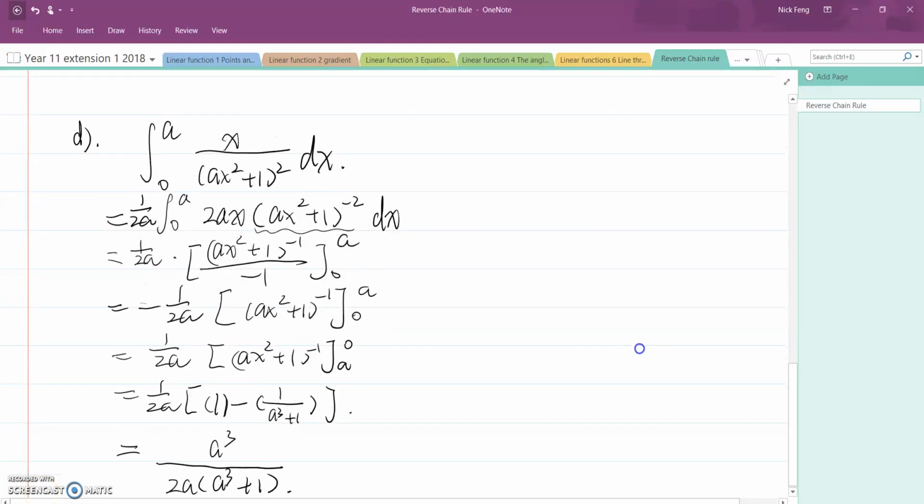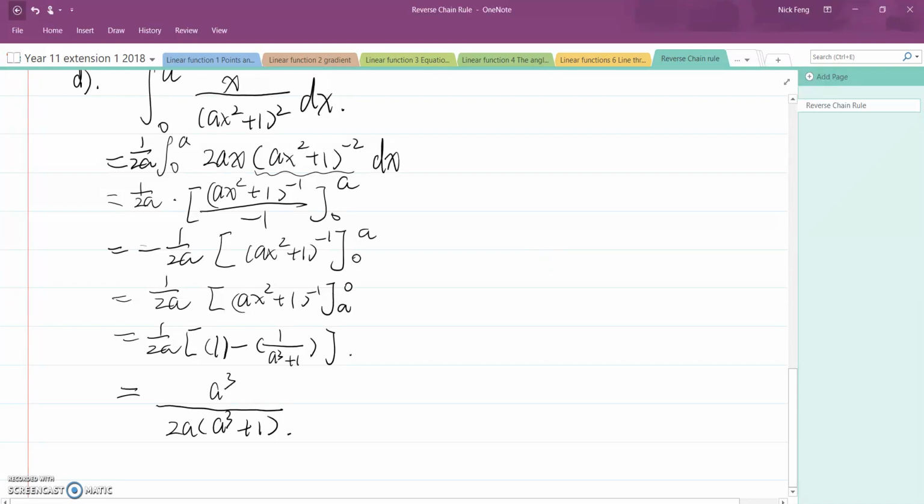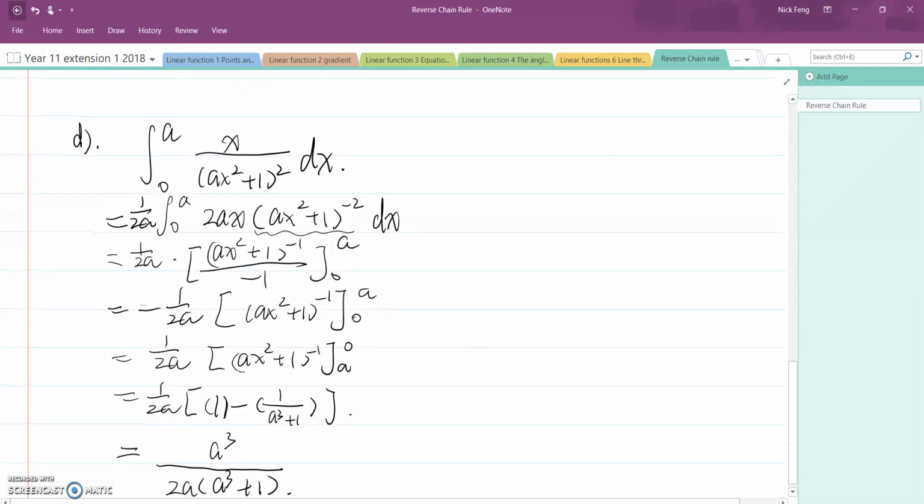All right, now these are all examples of reverse chain rule. Again, in reverse chain rule, you don't need to change the boundary because the whole question remained as the variable x. We haven't done any u, so therefore you don't need to update the domain in this case. All right, let's do one more.